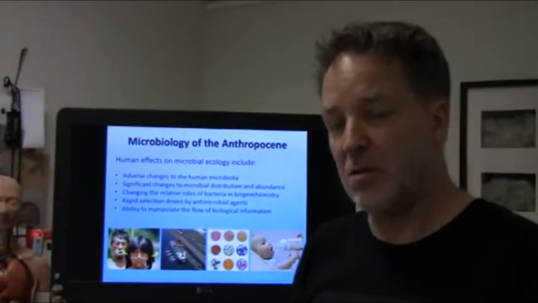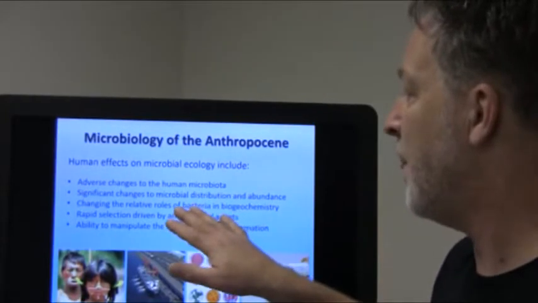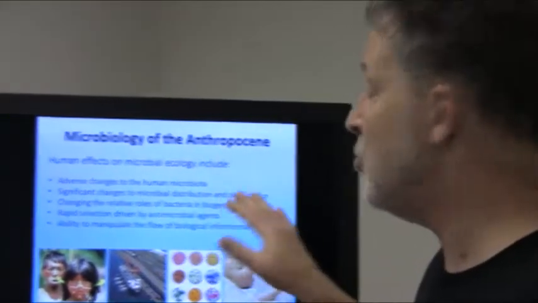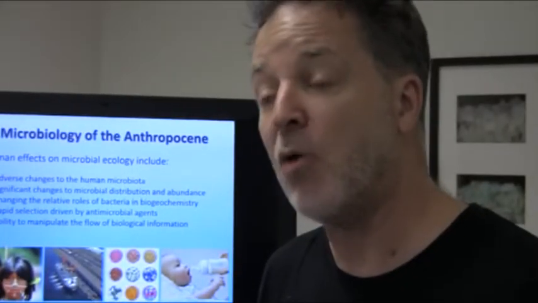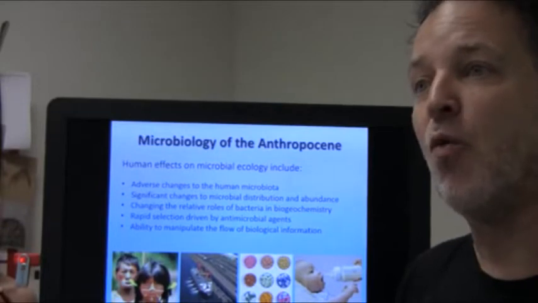So the human effects on microbial ecology and our gut include significant changes in our own microbiota. That also corresponds with significant changes in the distribution and abundance of different microorganisms around the world, both through our pollution events, but also through transporting microorganisms around the world. We have changed the relative roles of bacteria in the way that the planet works. We do this by using fertilizer, for instance. We change the nitrogen cycle, and in turn we change the ability of organisms that use or fix nitrogen to compete in the environment. We also have rapidly selected all sorts of new genes and new gene combinations by the use of antimicrobial agents and disinfectants.